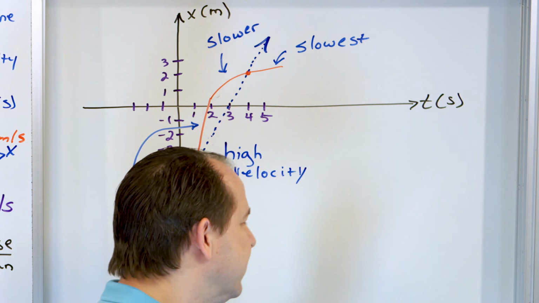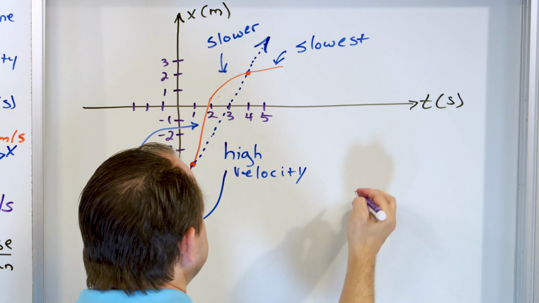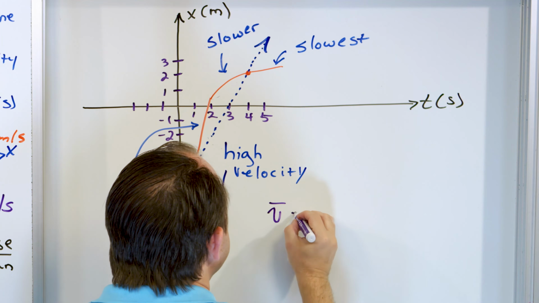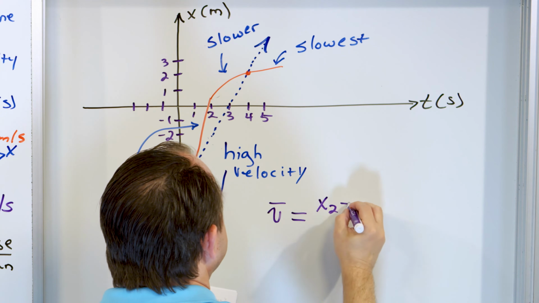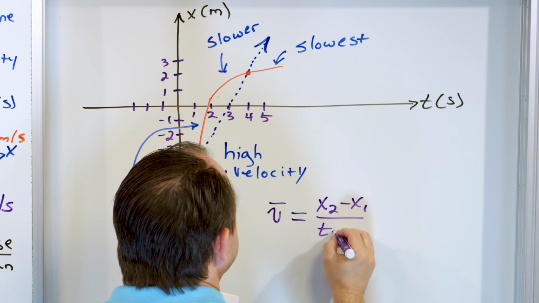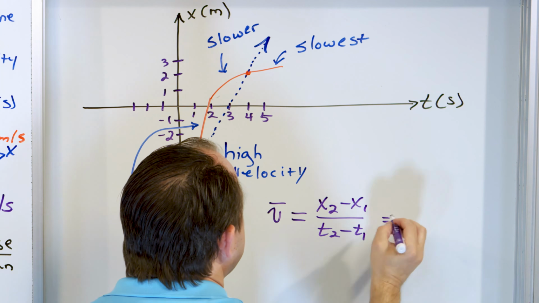So let's calculate what that is, right? The average velocity between these 2 points right here is the same thing as always, x2 minus x1 over t2 minus t1, right?